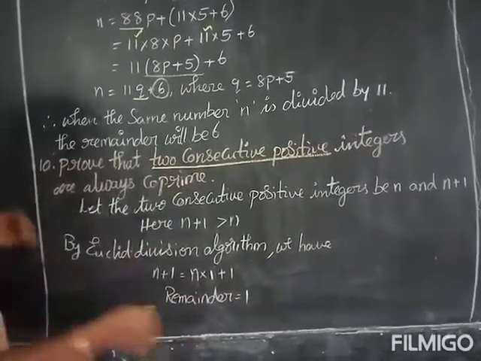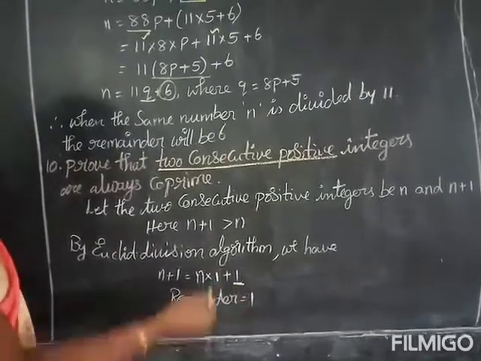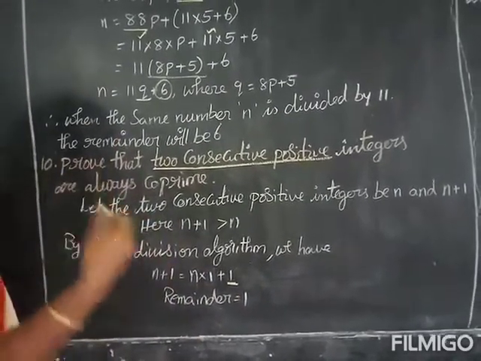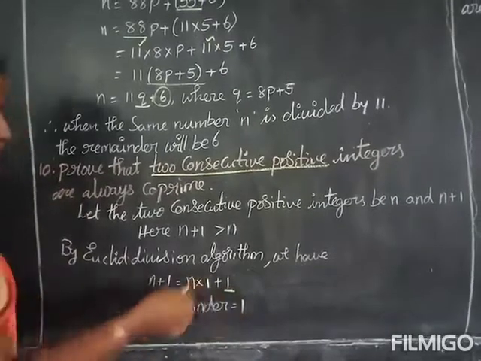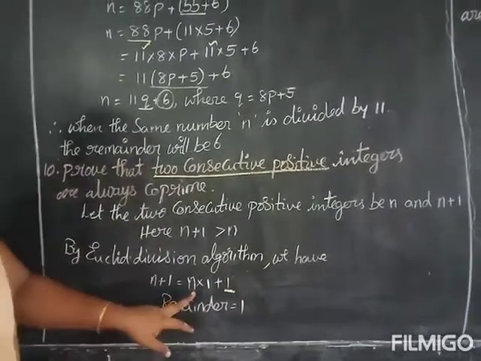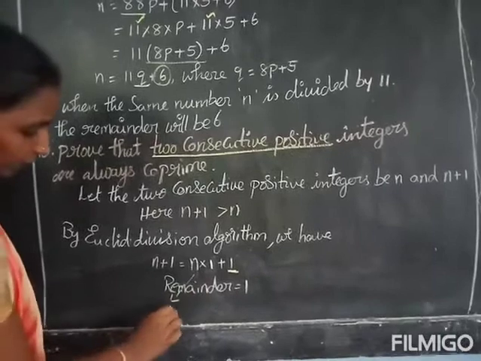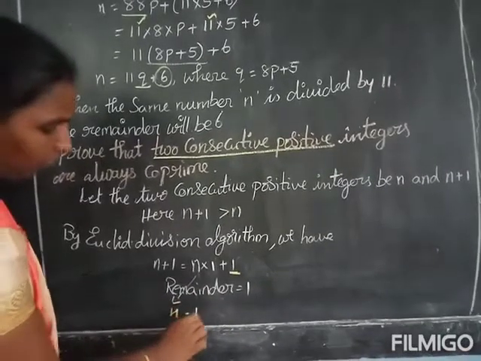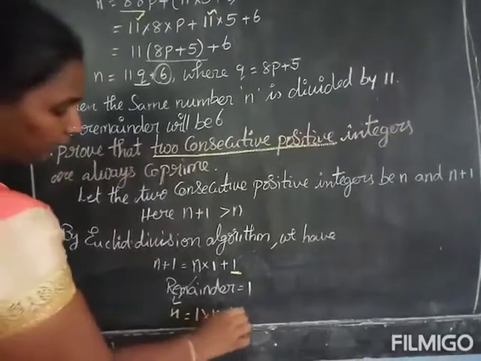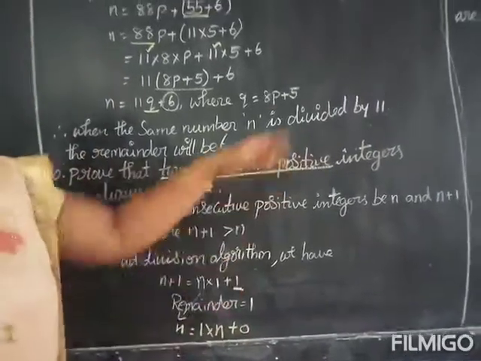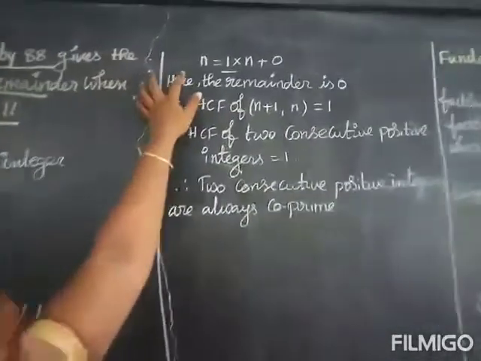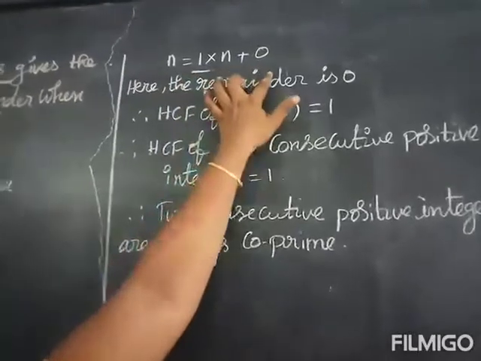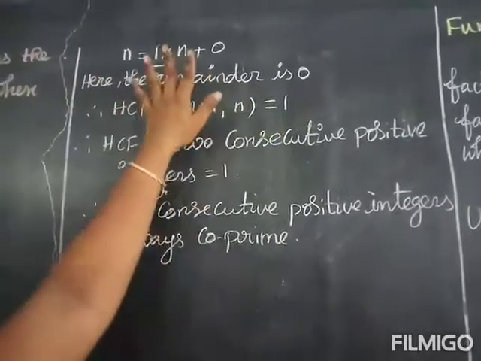The greater number n plus 1 can be written as n into 1 plus 1. Isn't it? So here the remainder I got is 1. To find the HCF, the remainder should be 0. Here the remainder is 1, so you have to proceed to the next step. In the next step you have to take n. n equals 1 into n plus 0. Here the remainder is 0, so you have to stop.